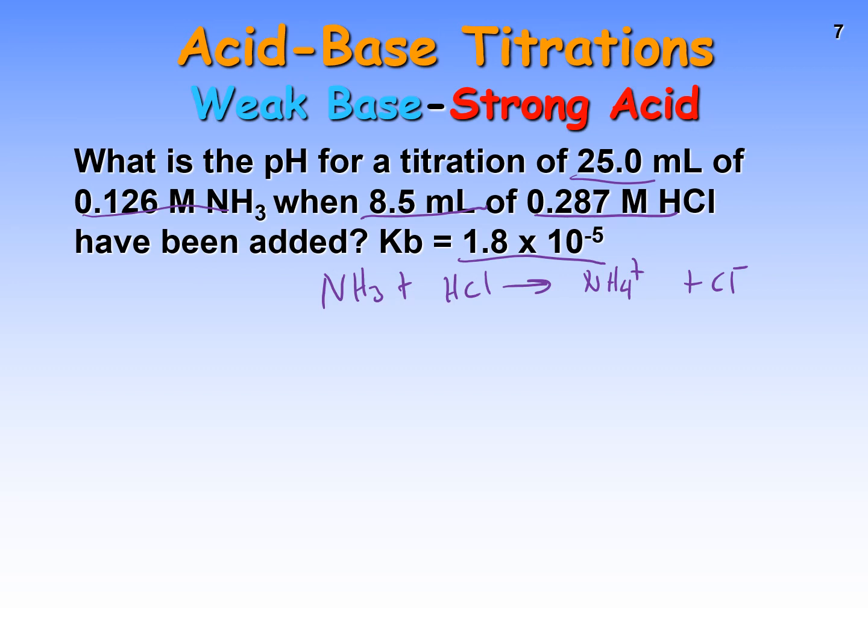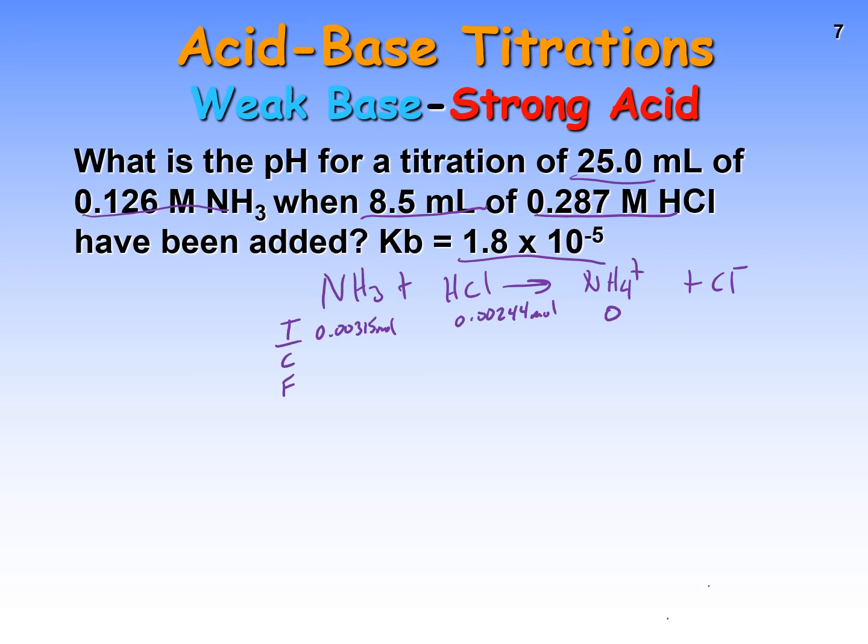Now, we need to do an ICF table here. So that means we need to calculate moles of the NH3 and moles of the HCl. Now, if we do that, we get 0.00315 moles of NH3 and 0.00244 moles of HCl. Now, HCl is my limiting reactant. We also have 0 moles of NH4+.